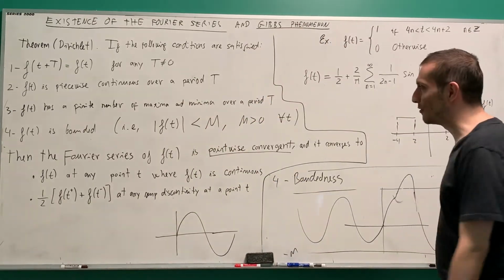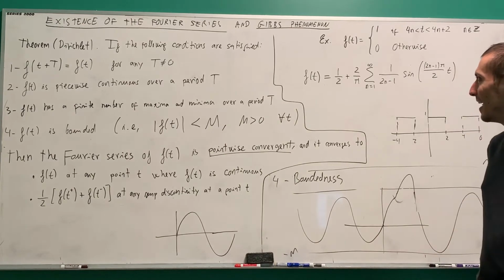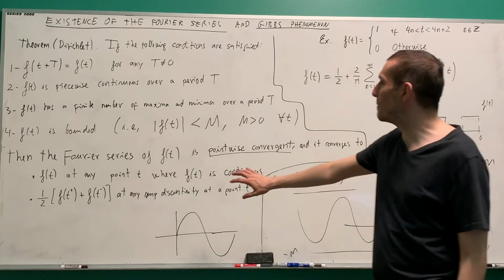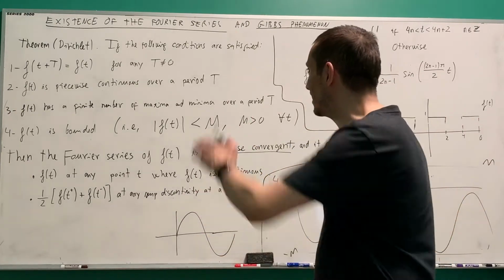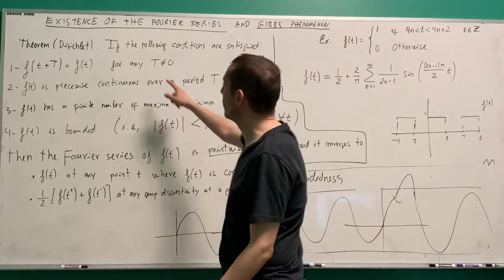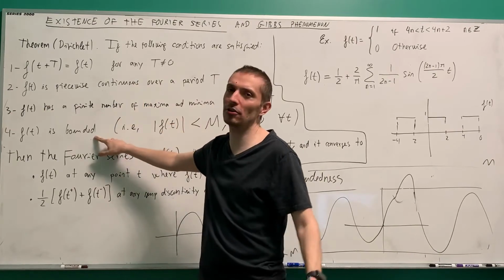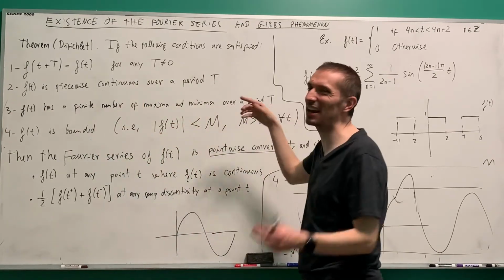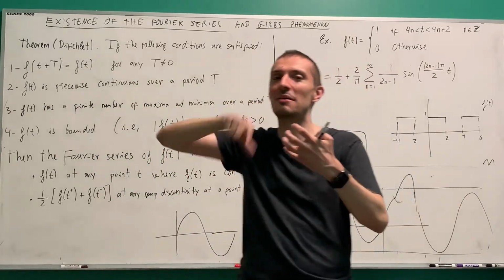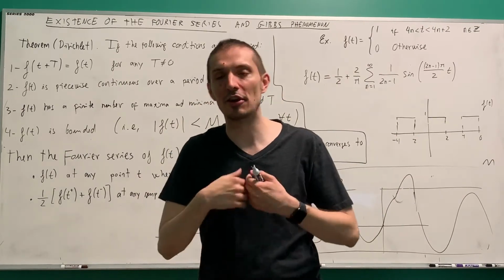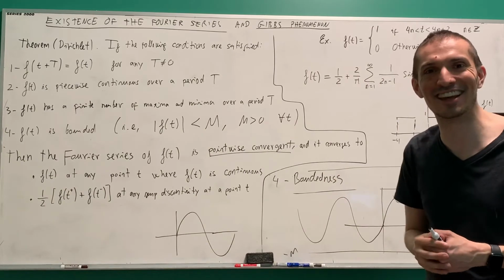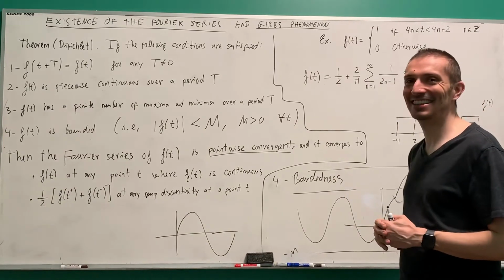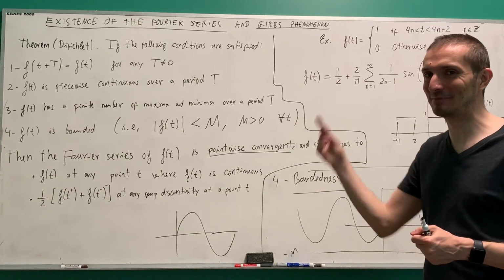All right, those are the four conditions. Let's see what happens with the convergence then. The four conditions guarantee that if all of them are satisfied, you are periodic, you're piecewise continuous, you're bounded, you don't diverge, and you don't have that ill behavior of having an infinite number of maxima and minima in a period, then you're guaranteed to have a Fourier series that converges. That's most functions, right? All right, let's see about the convergence.